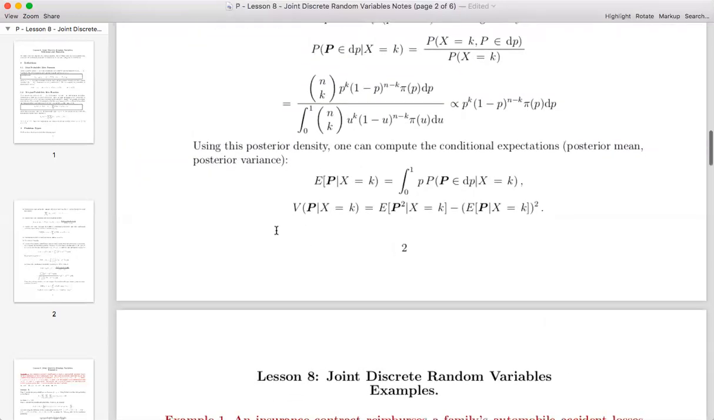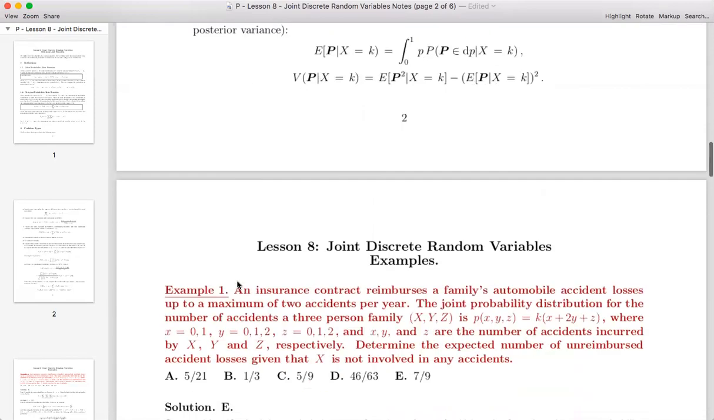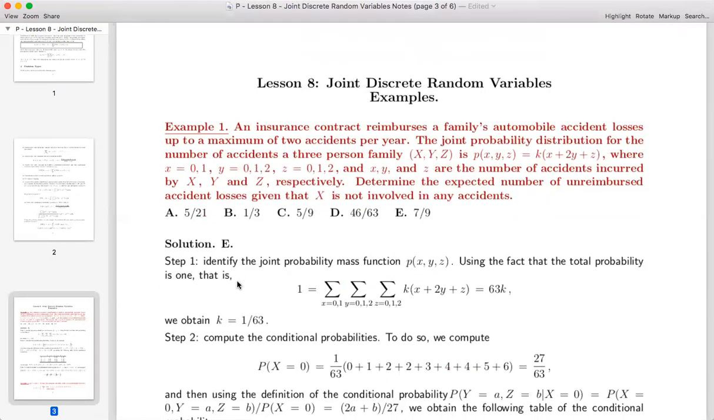So the expected value of p given X is equal to k, we integrate from 0 to 1 of p times the probability that p is an element of dp given X is equal to k. And the posterior variance of p given X is equal to k is the expected value of p squared given X is equal to k minus the expected value of p given X is equal to k, quantity squared. So the same thing as our normal variance. And now here we'll be going over some examples.